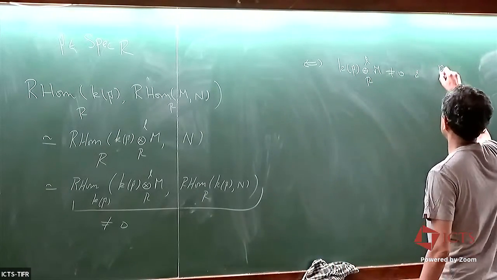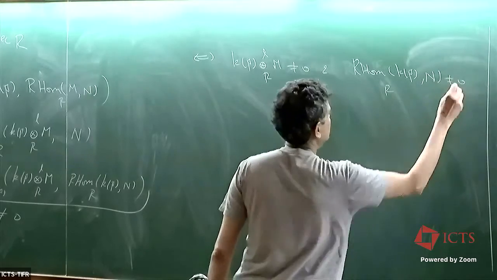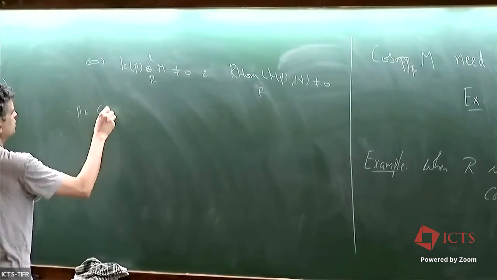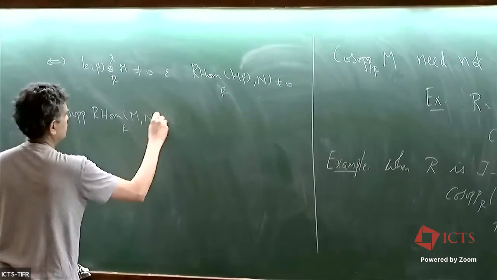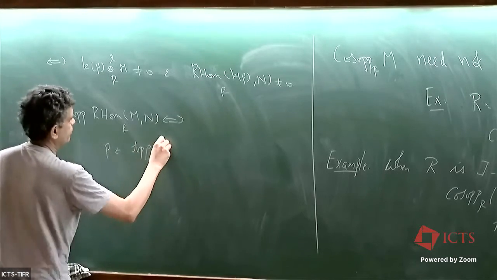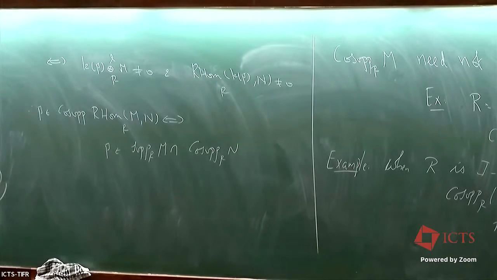And this is non-zero. So what you've deduced from this is that p is in the co-support of the function object if and only if it's in the intersection of the support of M and the co-support of N. So it's fairly straightforward, but what was important is that k(p) was a field. So we have these residue field objects that you can compute. First of all, you can compute support and co-support using these residue fields, and we have them. Okay.